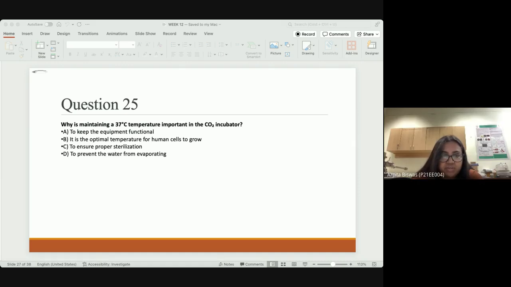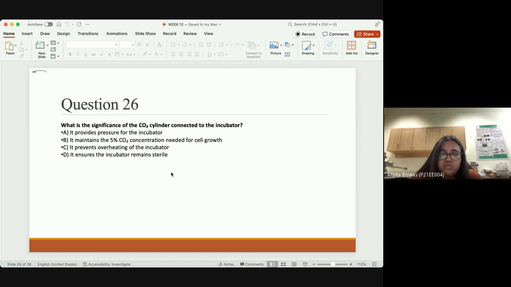So the right option is, it is the optimal temperature for human cells to grow. Okay. So why is maintaining a 37-degree temperature important in the CO2 incubator? It is the optimal temperature for human cells to grow. Okay. So next, move to question number 26.